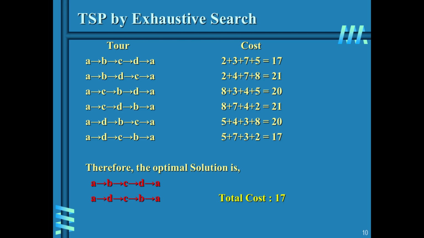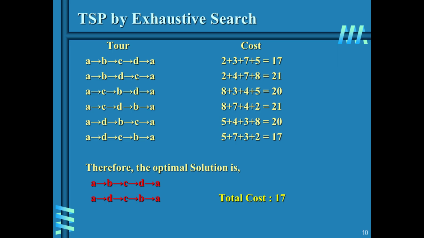You can proceed with any vertex as the starting city to form a Hamiltonian circuit. So I am considering A as the starting city. Therefore, there are 6 Hamiltonian circuits formed. They are: number 1, A to B, B to C, C to D, and D to A. The total cost is 17. The second possibility is A to B, B to D, D to C, and C to A. The total cost is 21.